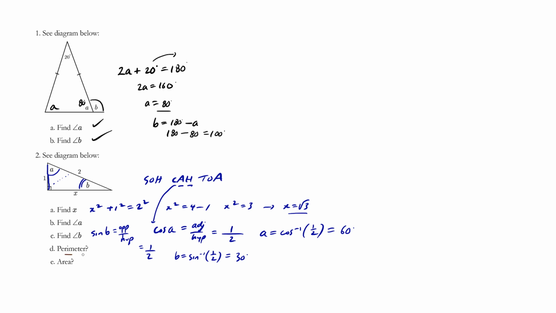Now let's find the perimeter in part D. The perimeter is going to be 1 plus 2 plus x, which is 3 plus x, and x happened to be root 3. And finally, let's find the area. The area of a triangle is base times height divided by 2, and the base is whatever's touching the ground. It's x, which is root 3, and the perpendicular height is 1, divided by 2. Simplifying, we have root 3 over 2.